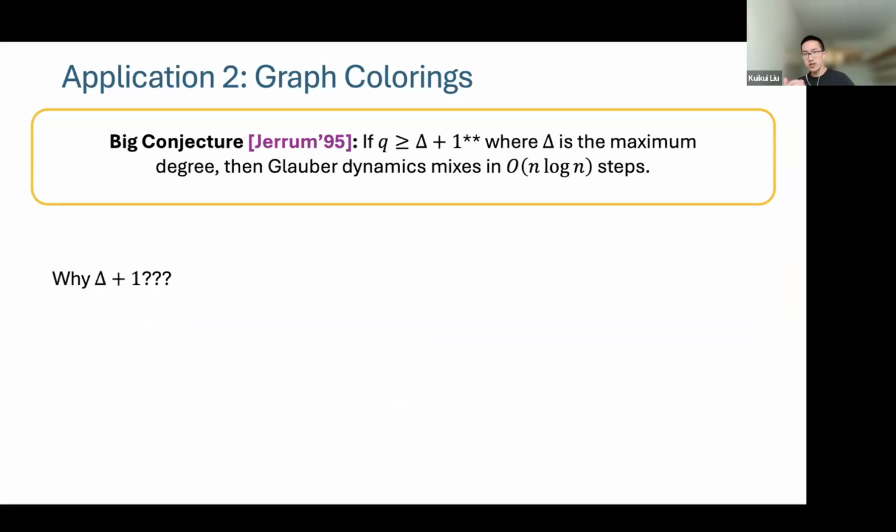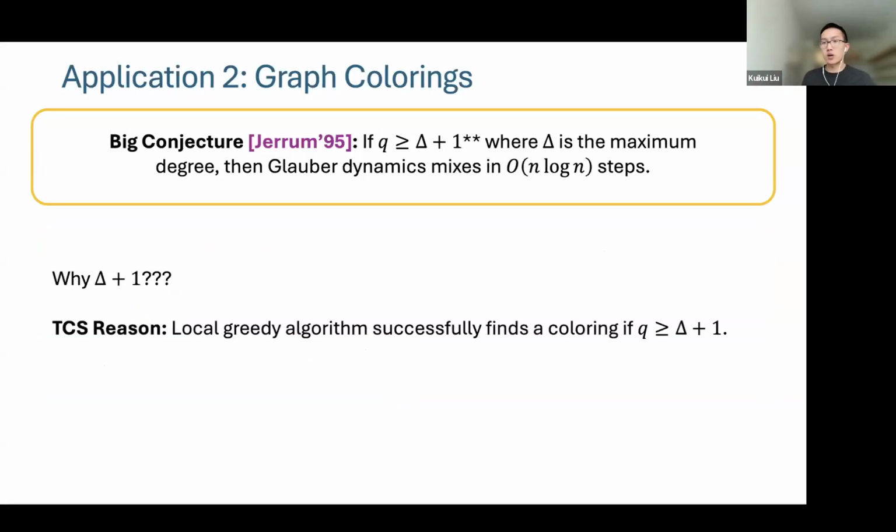Now you might be wondering, where does this threshold delta plus 1 come from? If you've seen a little bit of combinatorial optimization, or you have a theoretical computer science background, then you know that this threshold delta plus 1 comes up in analyzing the local greedy algorithm for finding colorings. The greedy algorithm is the one that just sequentially colors vertices with available colors in a greedy fashion. And it is local in the sense that to color the next vertex, you just have to look at the colors already assigned to its neighbors.